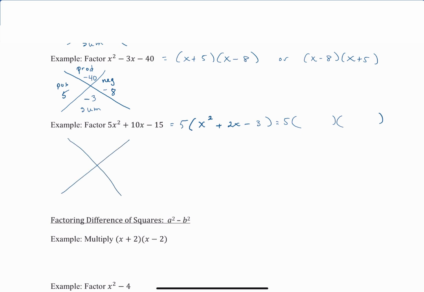So I need to find two numbers whose product is negative 3 and whose sum is 2. Let's see, that would be what, a 3 and a 1 of some kind. I guess I want the 3 positive and the 1 negative, because if I had negative 3 and positive 1, they'd add up to negative 2. And I don't want negative 2, I want positive 2. That's why I'm having the 3 be positive and the 1 be negative. So I just put in x plus 3 and x minus 1.